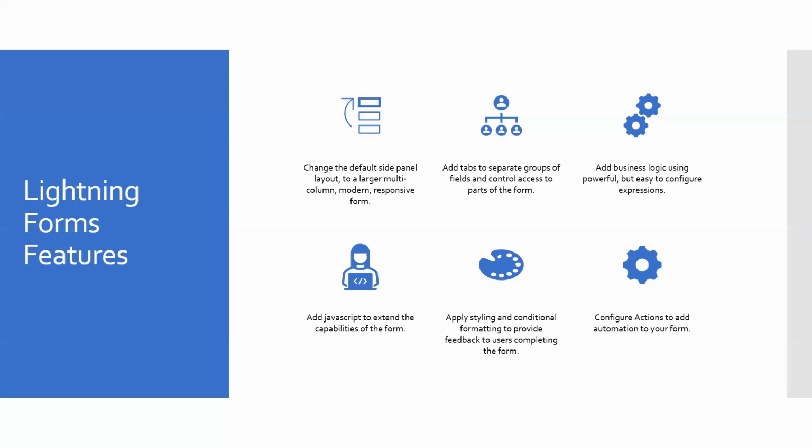So with Lightning Forms, you can extend the size of that side panel. You can make it full screen. You can just make it larger if you want, but maintain that responsive design. And you can drag and drop the fields into different orders. You can have multiple columns. You can have tabs and things like that, as you'll see as we go through in just a moment.